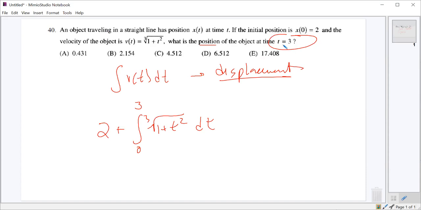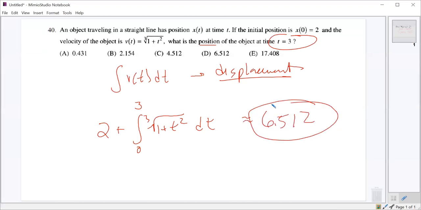Fun times. So, anybody got the integral? I guess I can do it here. I'll do it on Desmos on my phone. But that's the setup. So the integral from 0 to 3 of the cube root of 1 plus t squared dt is 4.512. And if you add the 2 to that, you get 6.512.